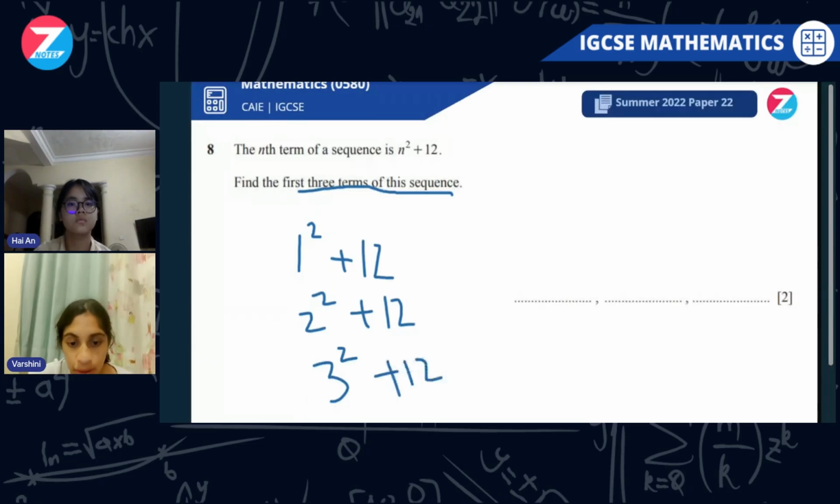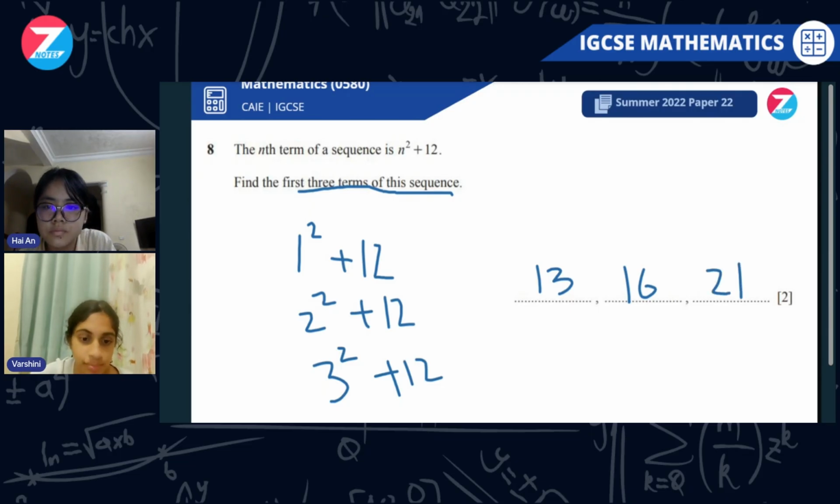So now, all you have to do is put all these values in your calculator, or you could do them manually. 1 squared plus 12 is going to be 13. 2 squared plus 12 is going to be 16. And 3 squared plus 12 is going to be 21.